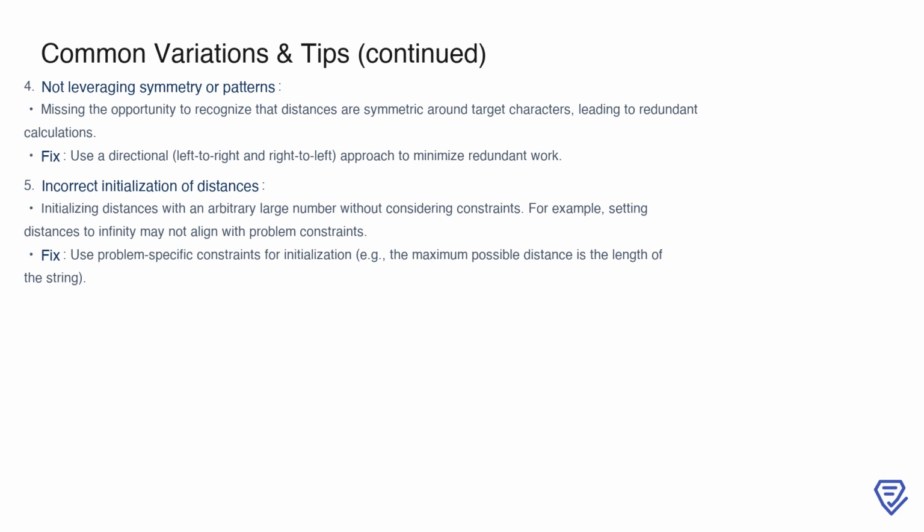Additionally, incorrect initialization of distances is another pitfall. Some solutions start by initializing distances with a large arbitrary value, like infinity, without considering the problem's constraints. This can cause confusion or errors. Instead, you should use the maximum possible distance based on the string's length as your initial value, ensuring that your approach aligns with the problem's requirements.